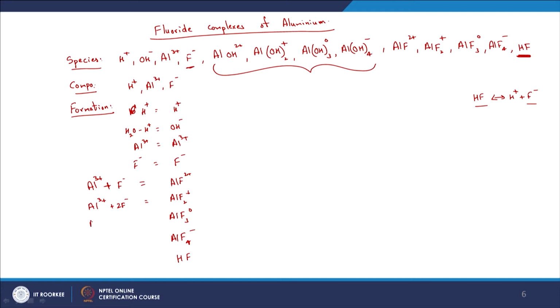Not really. So Al3+ plus 3F- is equal to AlF3 naught, and Al3+ plus 4F- is equal to AlF4-, and HF is H+ plus F-. So I am not listing these 4 aluminum hydroxide species because we already looked at that earlier.